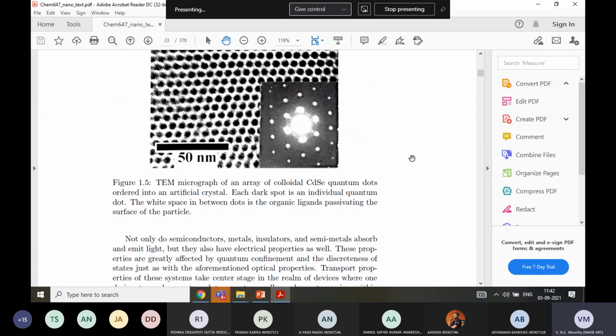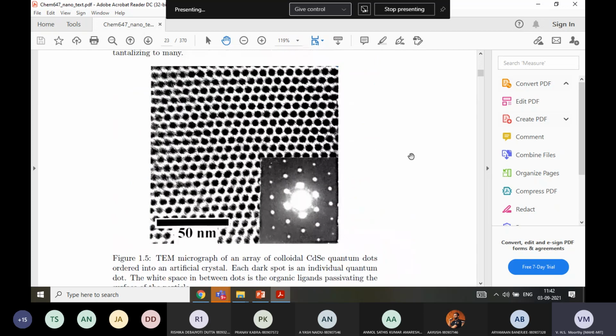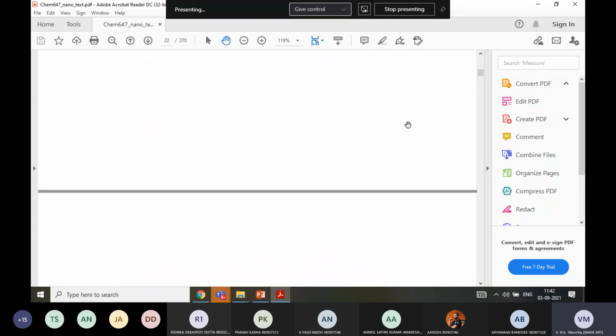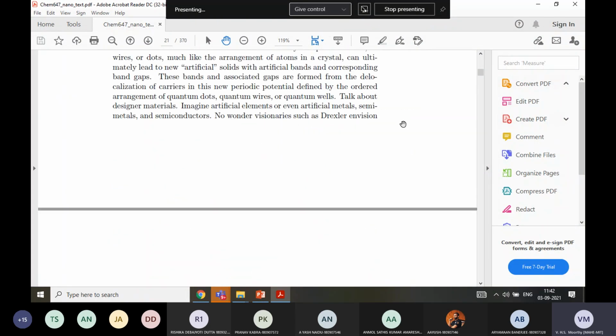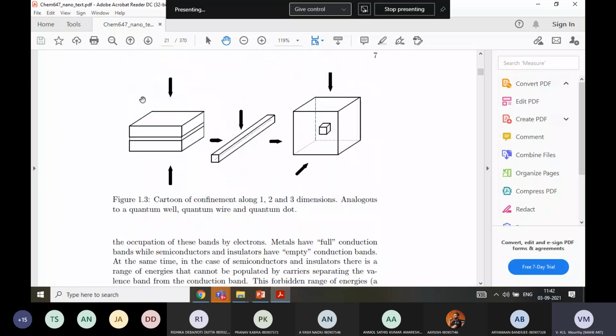The most important thing is to see the TEM micrograph of the crystal, and the electron diffraction, the characterization of a two-dimensional crystal. Then we discussed what is meant by low dimensional structure, and I displayed some optical properties of quantum dots and other things.